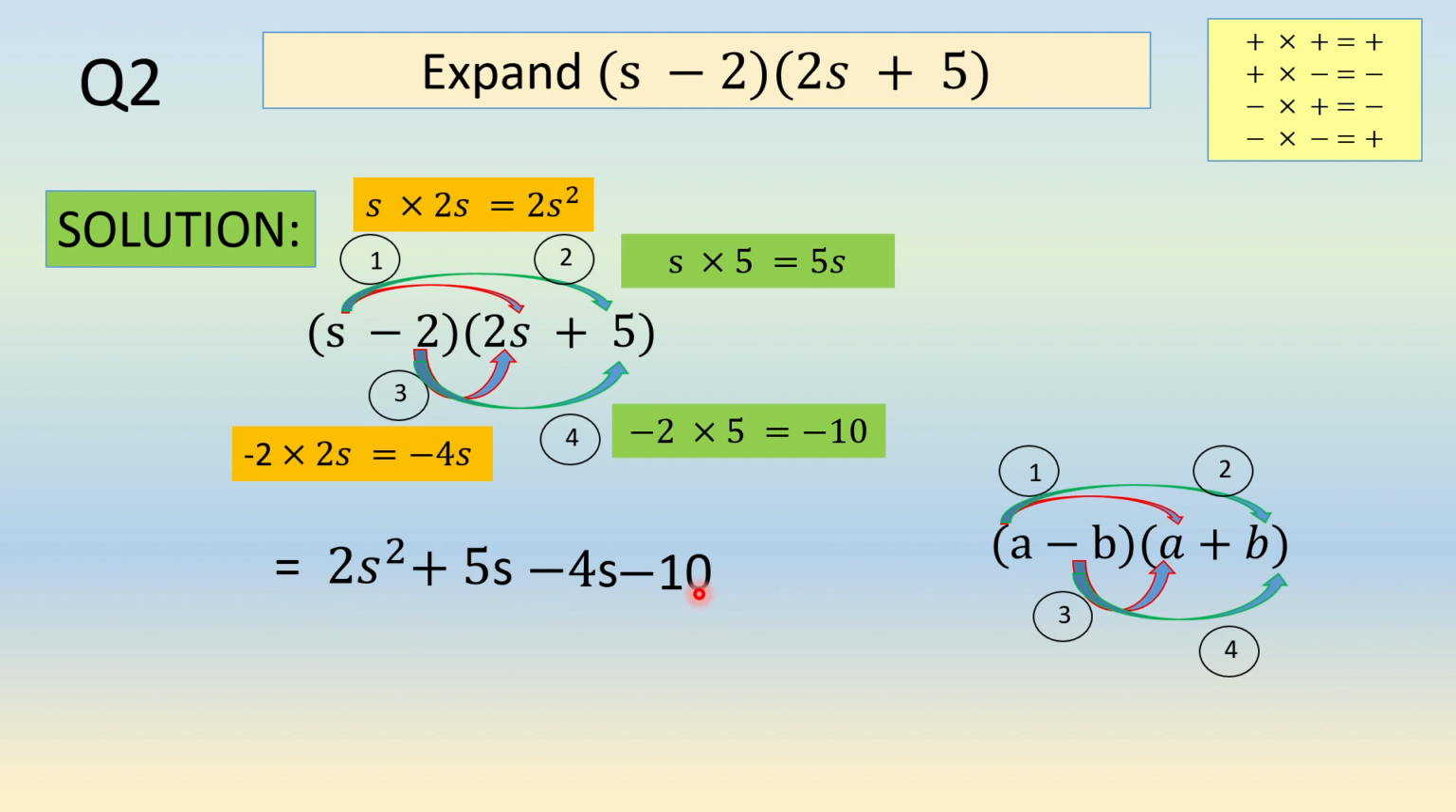Now you have to check if you have like terms. So here you have 5s and negative 4s as the like terms, so you need to simplify them. 5s minus 4s, you'll get s. So the final answer will be 2s squared plus s minus 10.